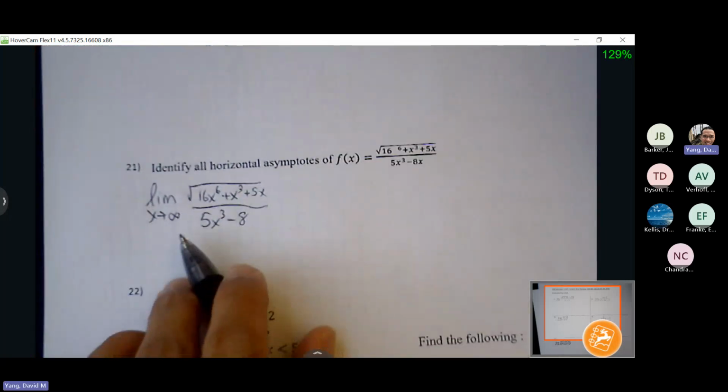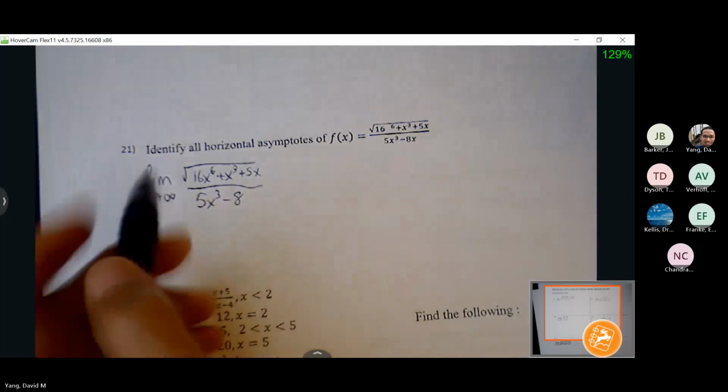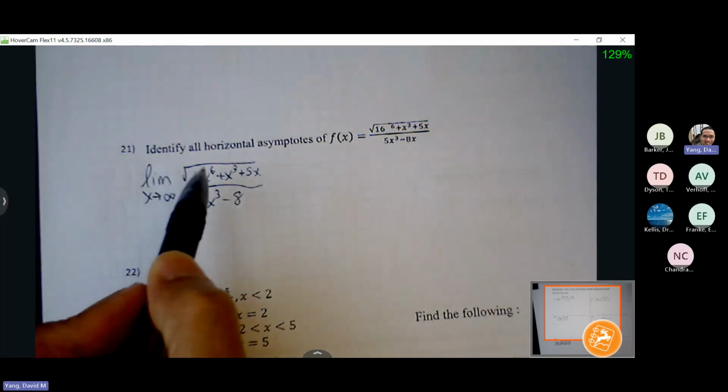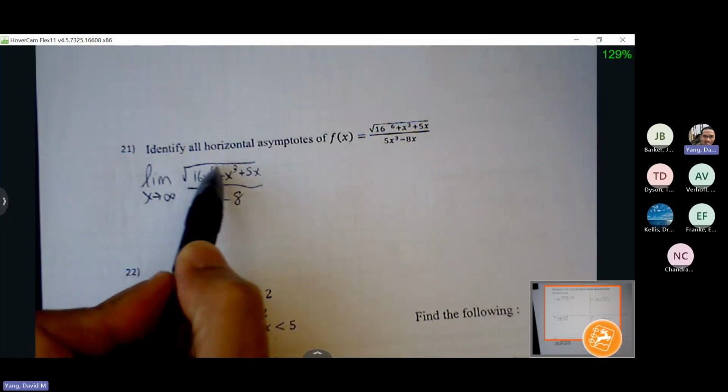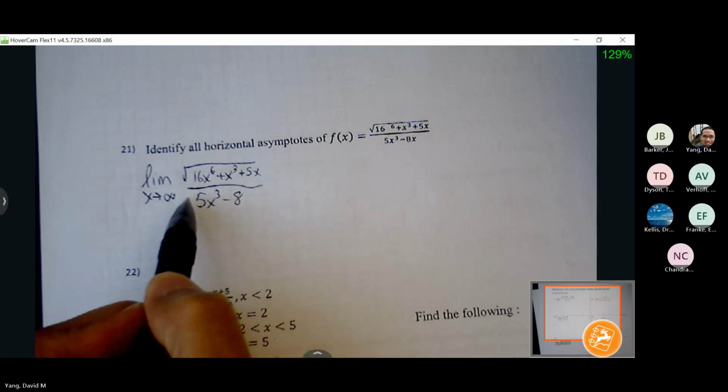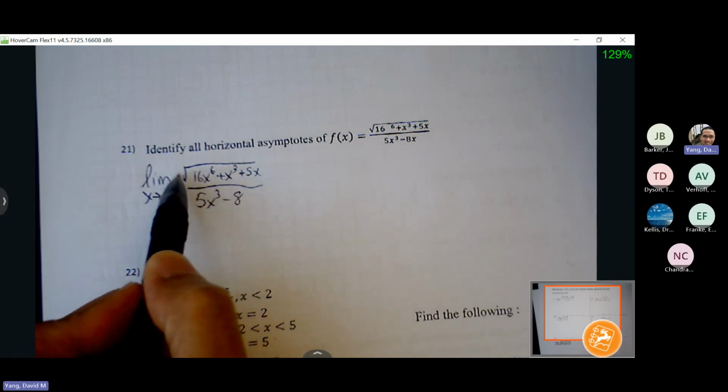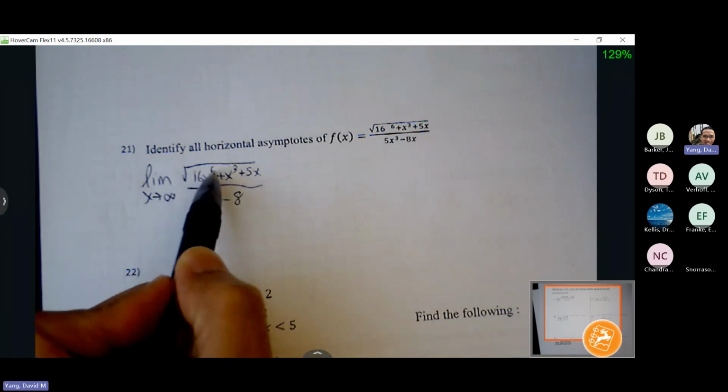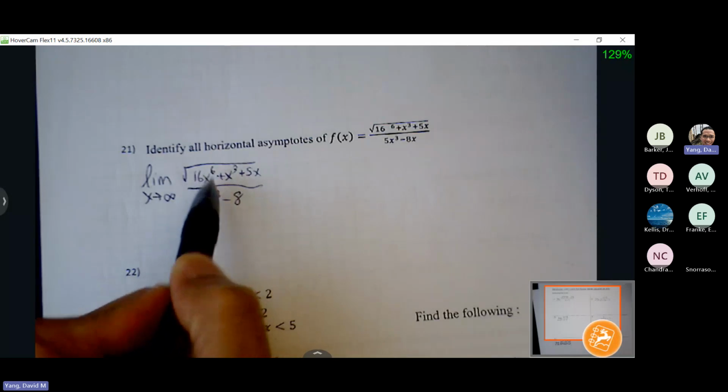And for approaching infinity, what do we do? Yeah, compare degrees, right? What's the degree of the numerator? 3, yeah, because this is square root of x to the 6, which is x cubed. The degrees match.